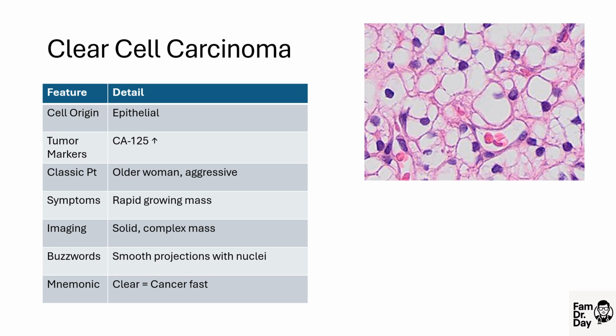Here we have an aggressive clear cell carcinoma, which has elevated CA-125 and is typically found in an older woman with a rapidly growing mass. The mass itself is solid and complex with smooth projections with nuclei.